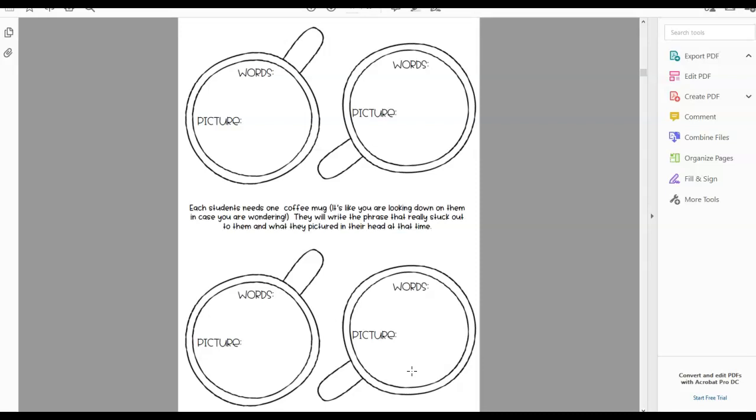Okay, Saturdays and Tea Cakes. Story by Lester L. Laminack.